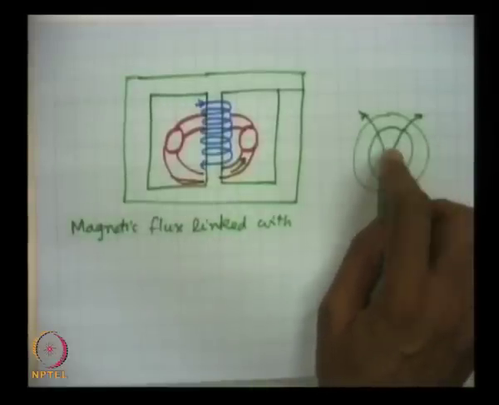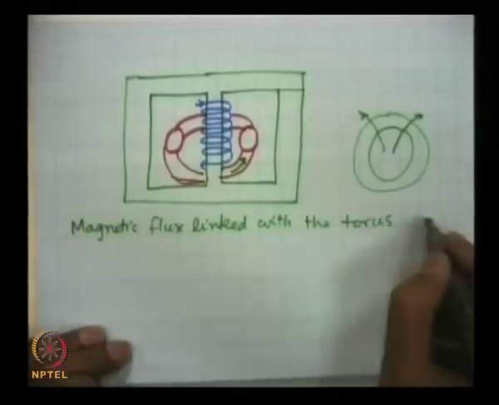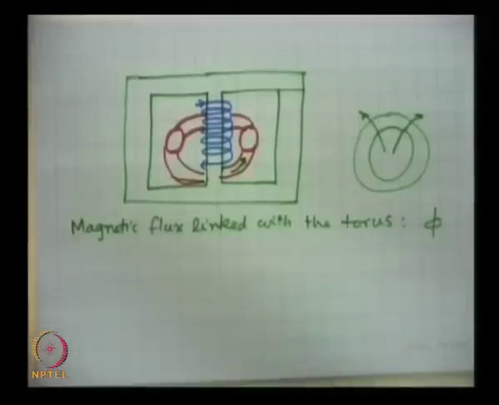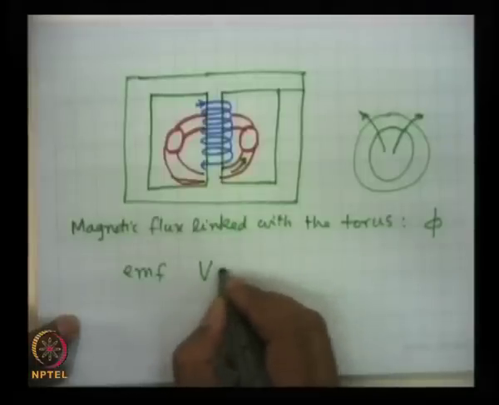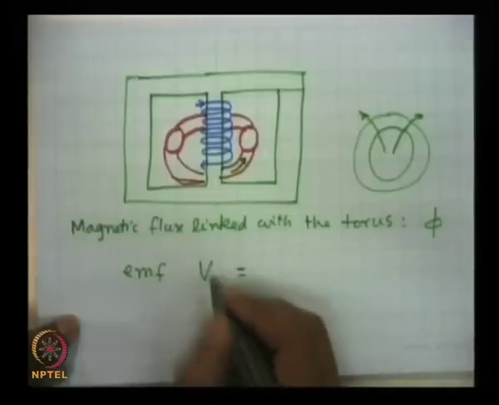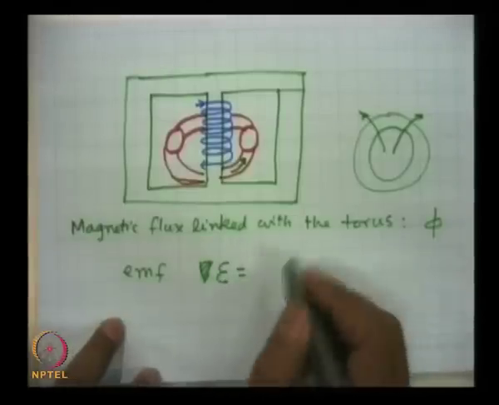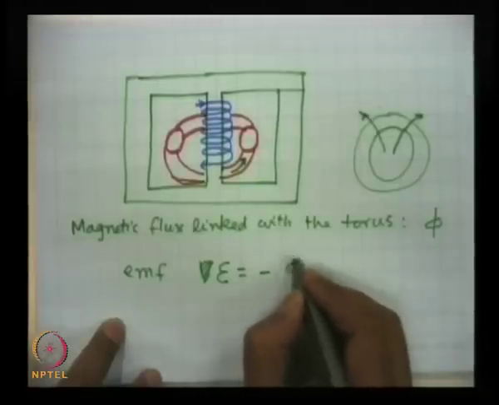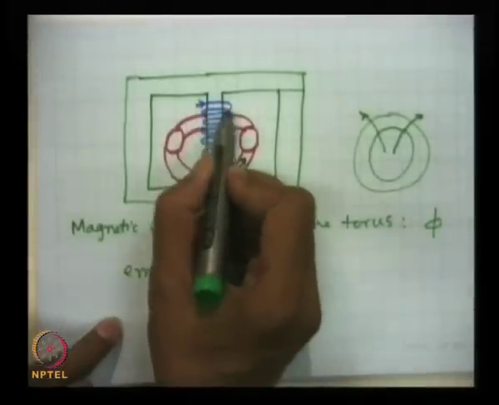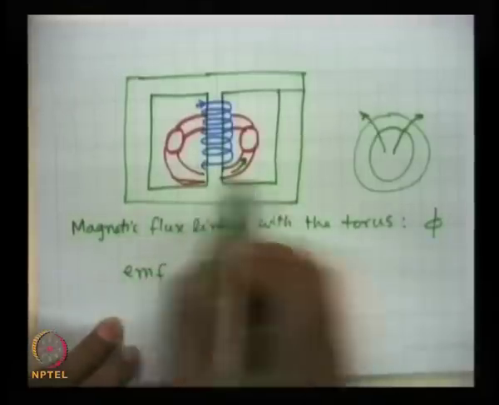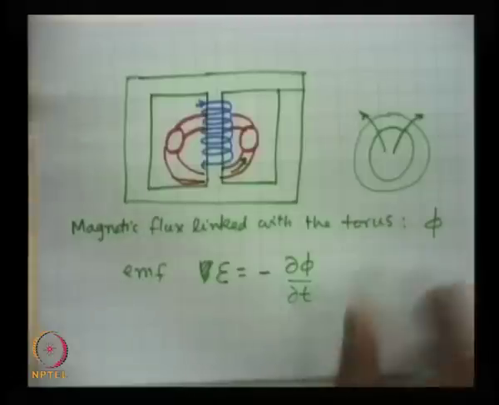And whenever this flux changes with time, the magnetic flux linked with the torus, which I will call phi, then an EMF is induced. I should call the EMF something else because V I am calling volume, so let me remove this symbol here. I use EMF as E. This quantity is equal to minus delta phi by delta t. So as long as you can pass a time dependent current in the primary of the transformer, the flux linked with the torus will change with time and EMF will be produced. And this EMF will induce a current in the tokamak in compliance with the following equation.